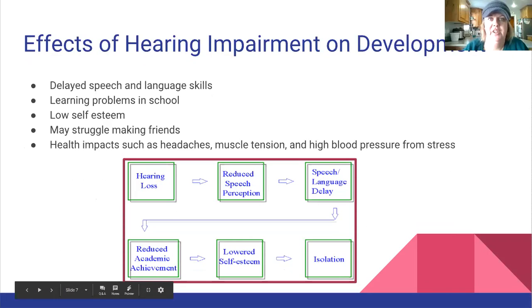So the effects of hearing impairment on development: it causes delayed speech and language skills. It can cause learning problems in school, low self-esteem, and they may struggle socially in making friends. And then they can have health impacts such as headaches, muscle tension, and high blood pressure from stress.